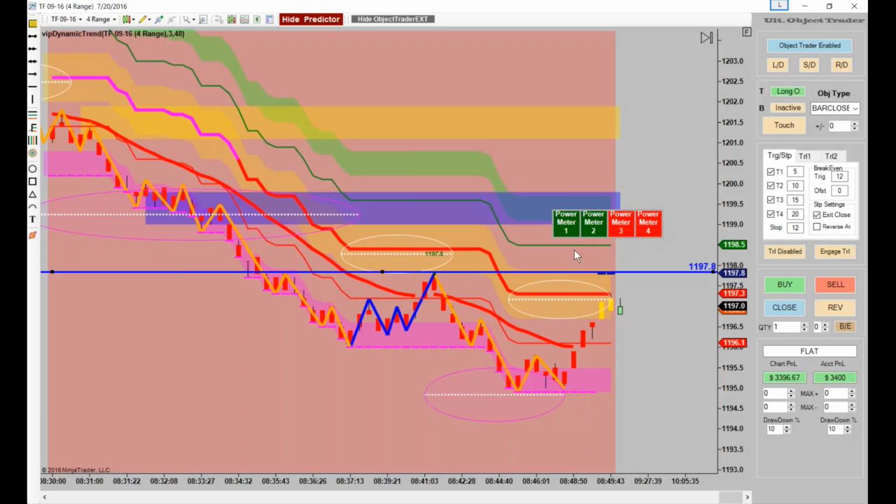We don't know. Power meter 1 and 2 are saying it's a little uptrend right now. Power meter 3 says it's a downtrend. Power meter 4 says it's a downtrend. So we're looking for a retracement. See if we can get one.